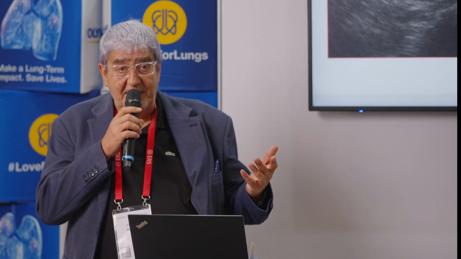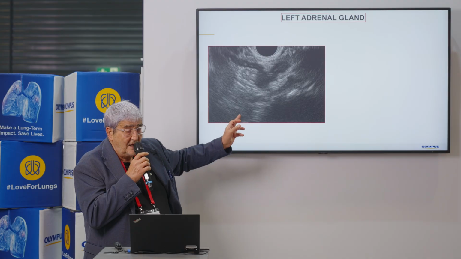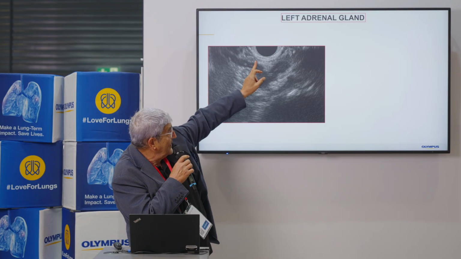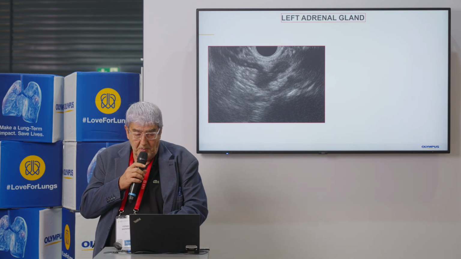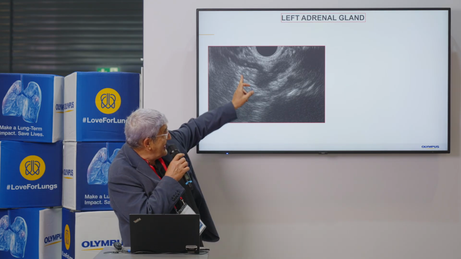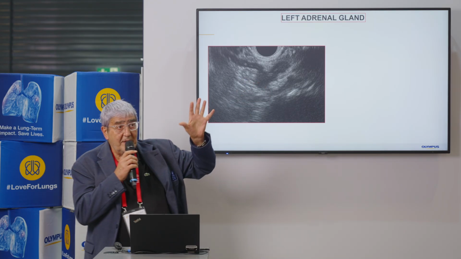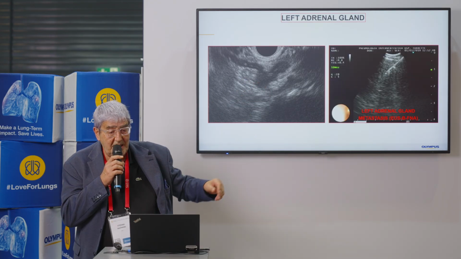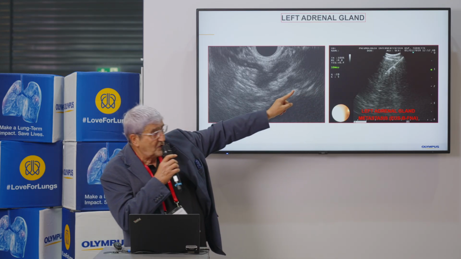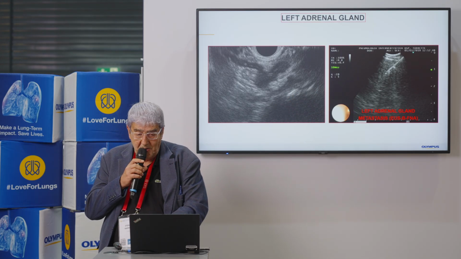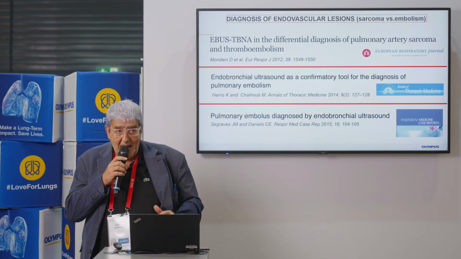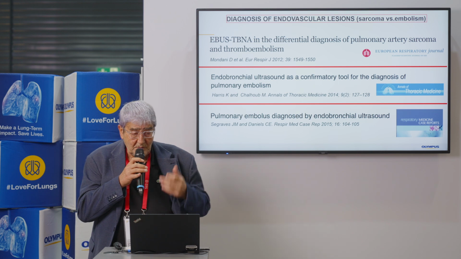Left adrenal gland. This is the normal appearance of the left adrenal gland, like a bird, with your echoscope. And when you have a metastasis, this aspect disappeared. And this is the aspect of a left adrenal gland metastasis through your echo-bronchoscope. So you can stage lung cancer also for the M parameter.